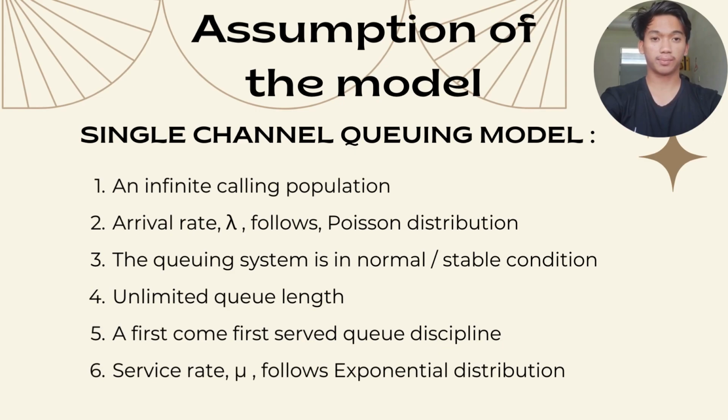Assumptions of the model. We use a single channel queuing model. First, an infinite calling population. Second, arrival rate lambda follows Poisson distribution. Third, the queuing system is in normal or stable condition. Fourth, unlimited queue length. Fifth, a first come first serve queuing discipline. Sixth, service rate mu follows exponential distribution.